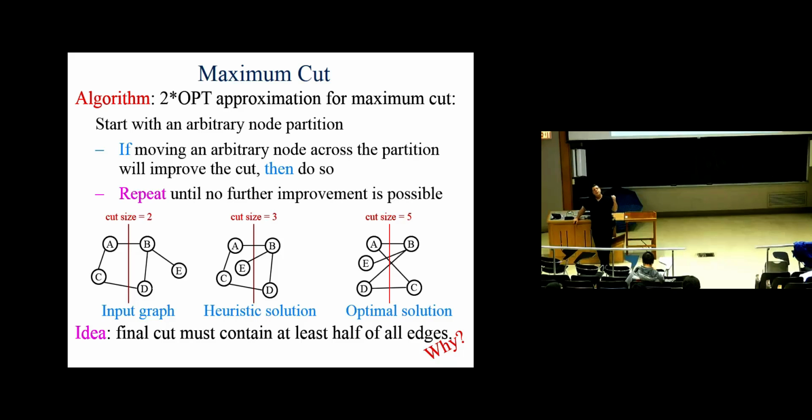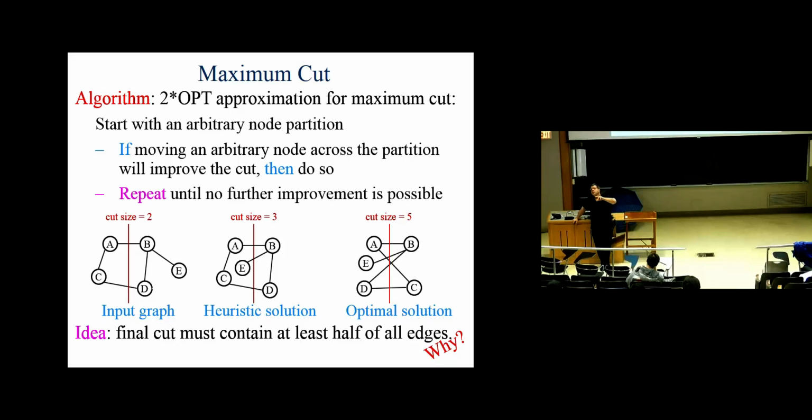So when this heuristic finishes, there's no node, or let me put it in a positive. When this heuristic finishes, every node has more neighbors across the cut than in its own part of the cut. Which means half the edges of the graph cross the cut. How many see that? Good.